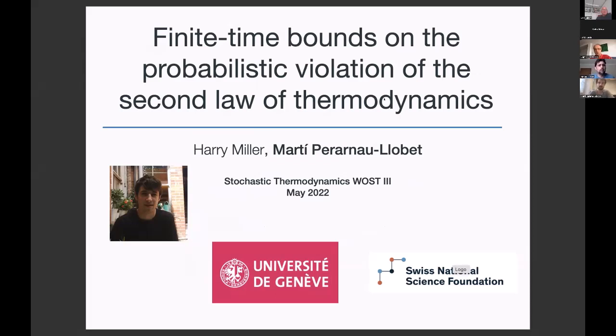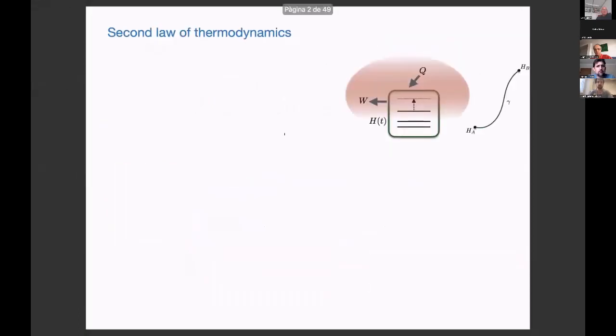So what I will be presenting today is joint work with Harry Miller from the University of Manchester. And it's about the second law of thermodynamics, in particular in a setup where you consider a small system that you are driving in time while exchanging heat with a bath. Okay, so you extract some work or you spend some work to change the Hamiltonian of the system from an initial point to a final one.